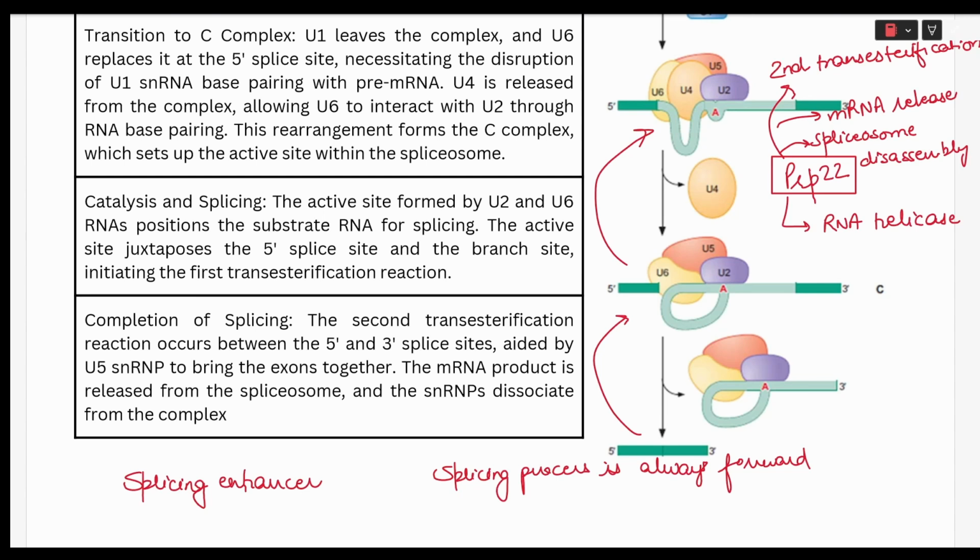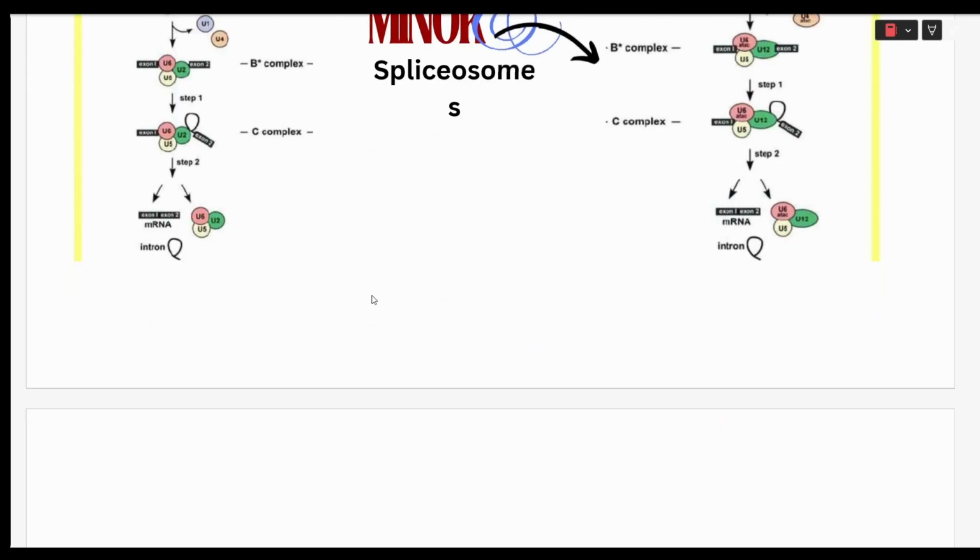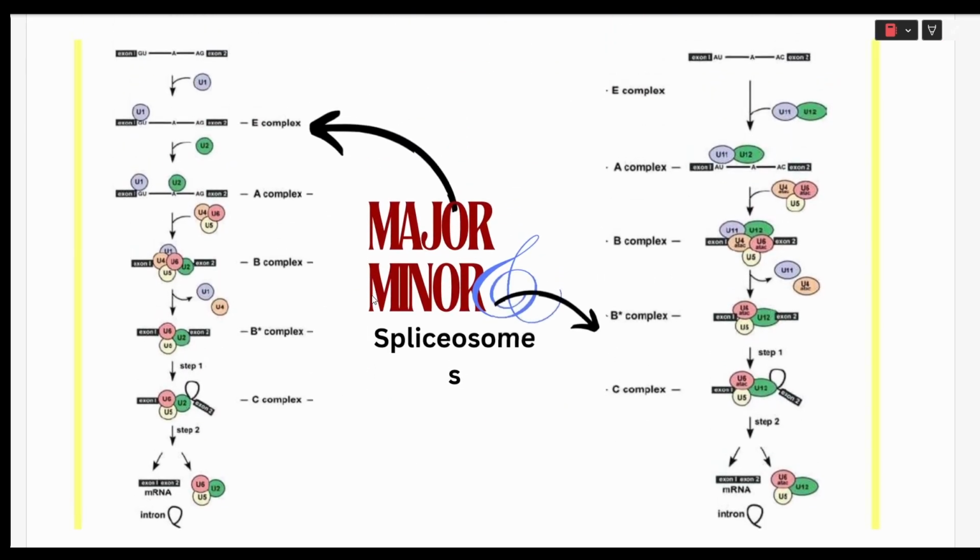So now let's move forward. What's the next thing that we have here? As you can see here, we have the major and the minor spliceosome, and they have almost the same mechanism. However, there are some differences. I hope you can see it. On the left, we have the major spliceosome. On the right, we have the minor spliceosome. Now, the major spliceosome part, we are already done with that.